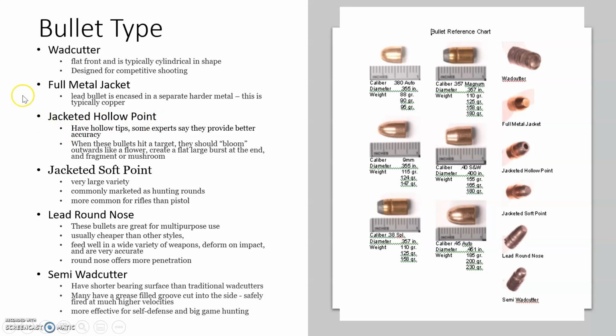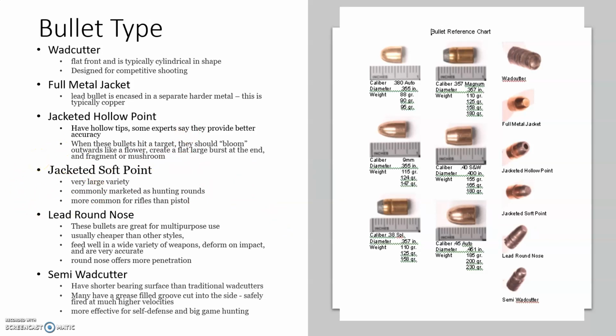When we talk about jacketed soft points, there are a huge variety of these types of bullets. They are commonly marketed as hunting rounds, and they are definitely more common for rifles than pistols. Then the next is going to be a lead round nose. These bullets are great for multi-purpose use. The problem is that they're cheaper, and guess what? They are made of lead, which isn't awesome. But they do feed well into a variety of weapons. They do deform on impact, and they are, according to experts, extremely accurate.